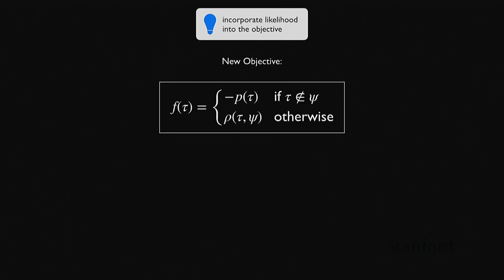Okay, so now we know how to calculate the likelihood of a trajectory, so we can incorporate that into our objective function with the hope of finding likely failures. So here's our new objective function that we're going to consider, and there's two possible cases. The first case is that the trajectory is a failure. So in this case, it's written tau not in psi.